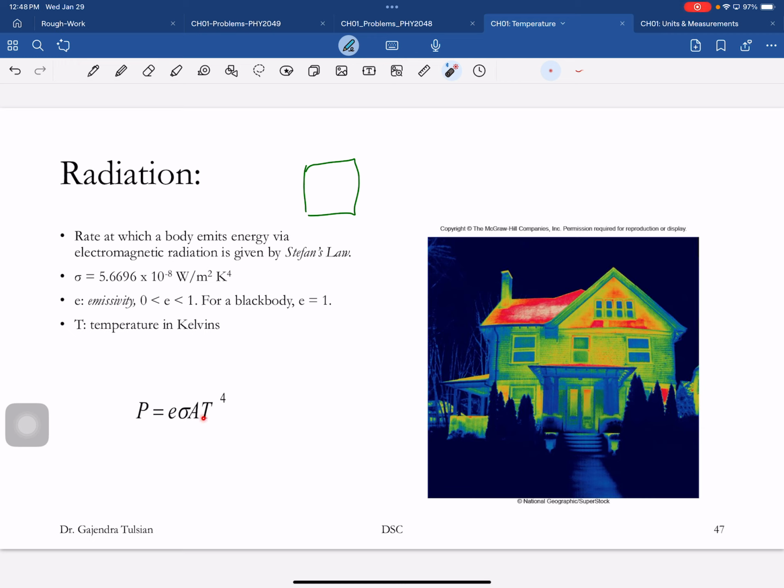You double the temperature, the amount of energy radiated, 2 to the power of 4 is 16, increases by a factor of 16.